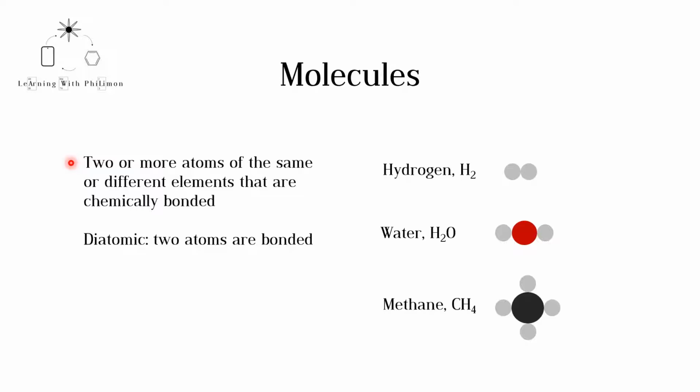Molecules are defined as 2 or more atoms of the same or different elements that are chemically bonded. We saw hydrogen in the previous slide as well. 2 hydrogen atoms are bonded together, so it is a molecule. You can also have different elements bonding together. Water, H2O, has an oxygen atom bonded to 2 hydrogen atoms. Methane, CH4, has a carbon atom bonded to 4 hydrogen atoms.